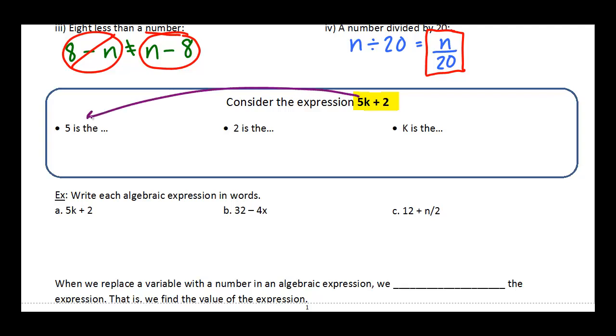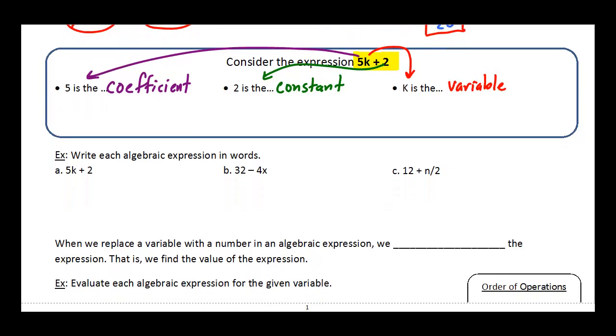And the 5 in that expression is something that we call the coefficient. So the number that is attached to the variable, or right in front of the variable, we call the coefficient. The 2 is called the constant. And the k is our variable. Okay? So, let's try going the other way around.